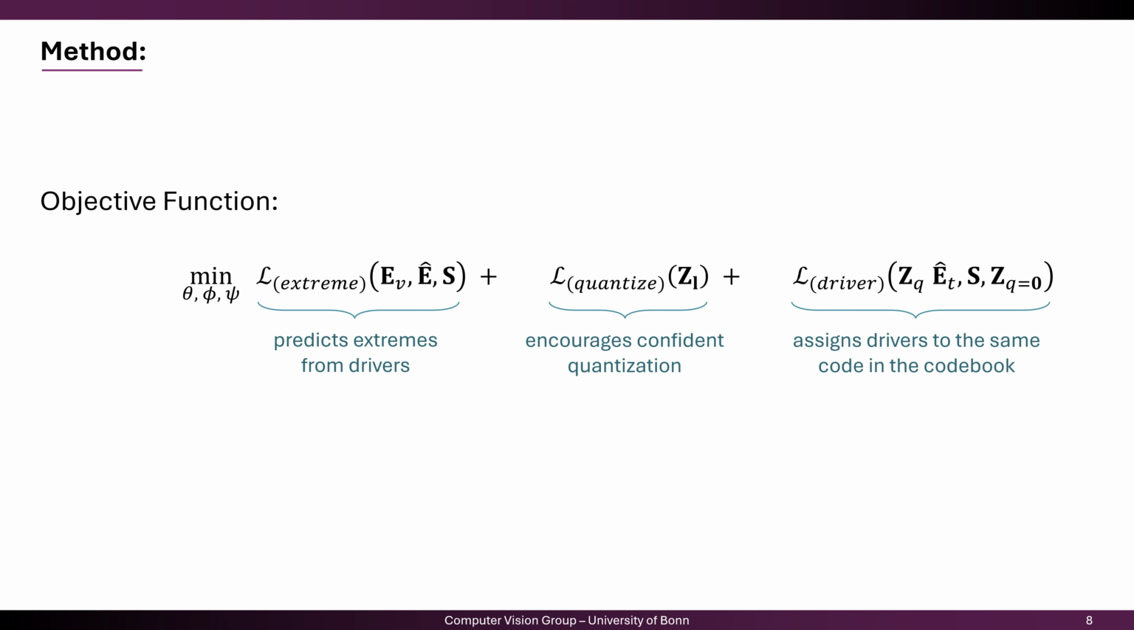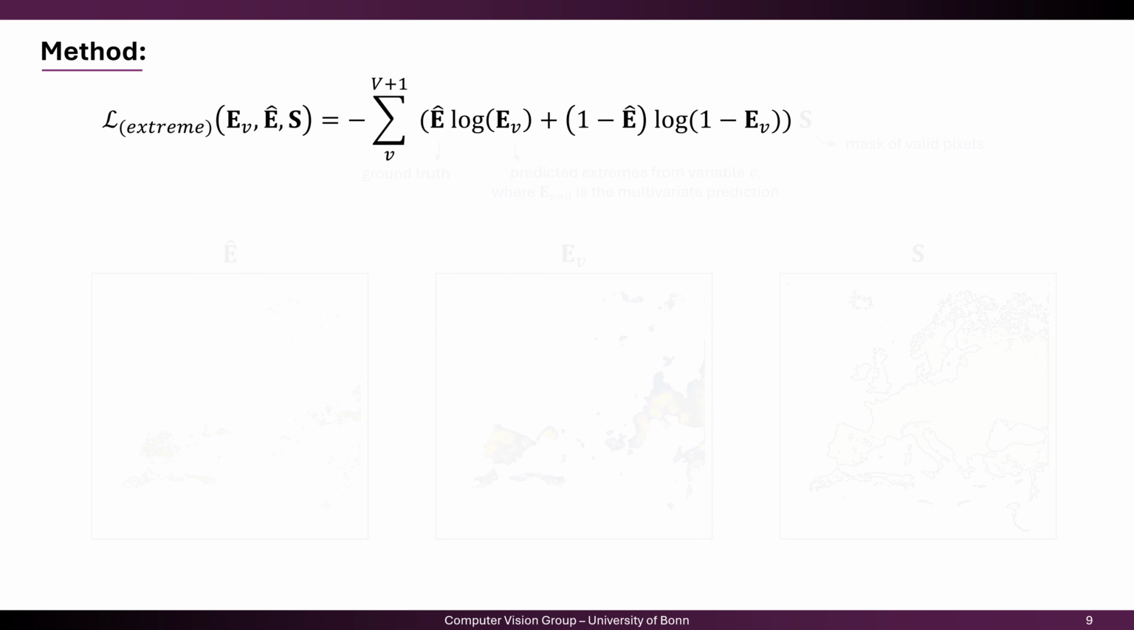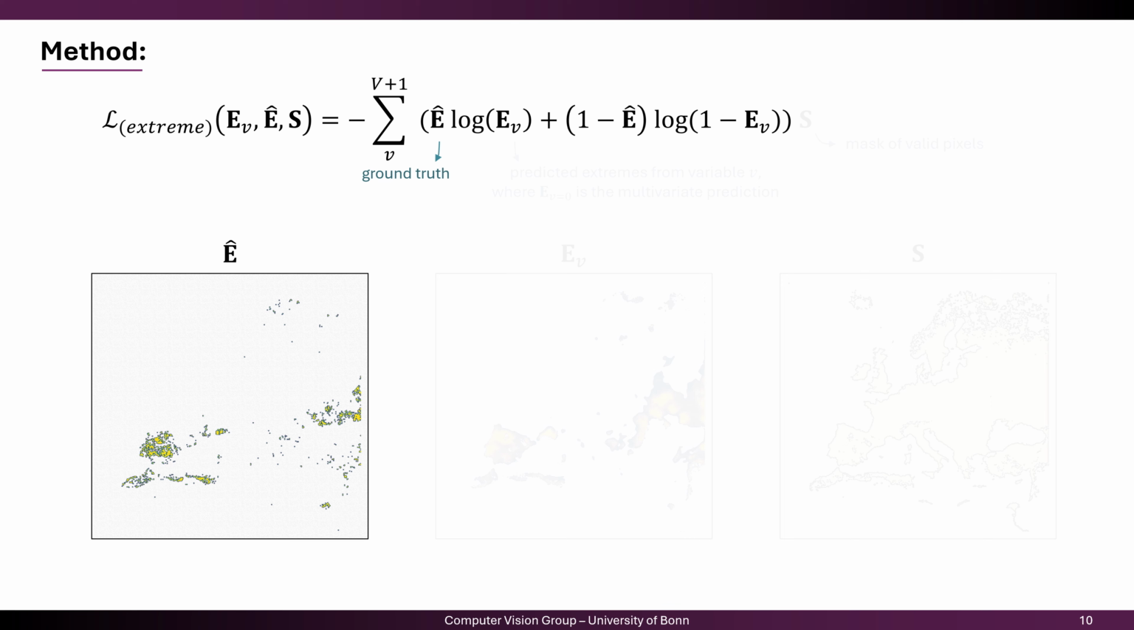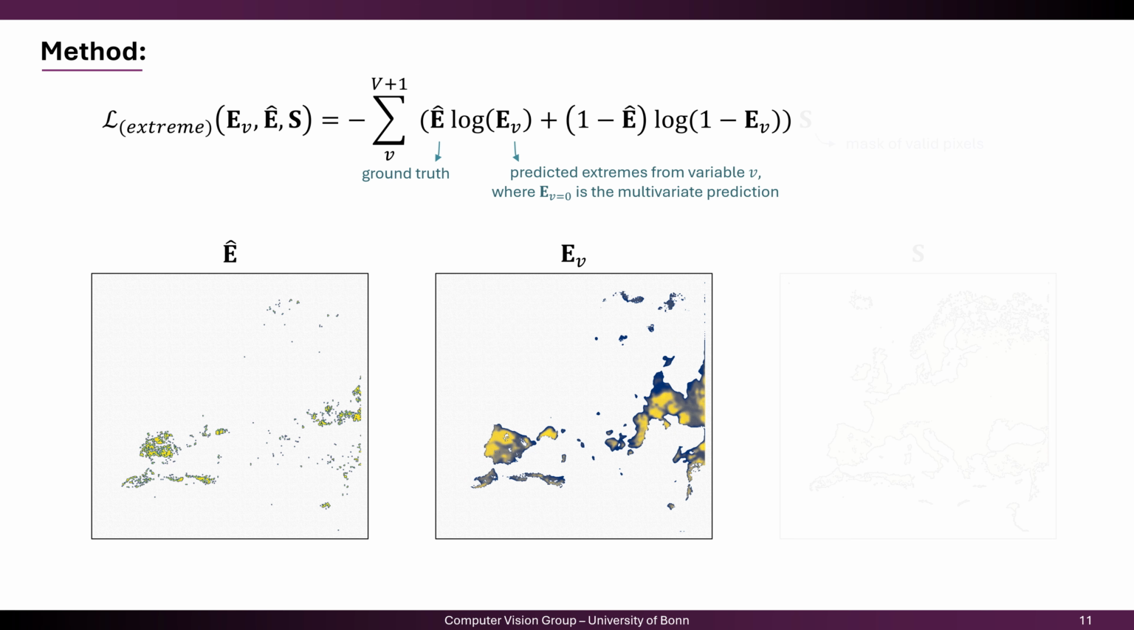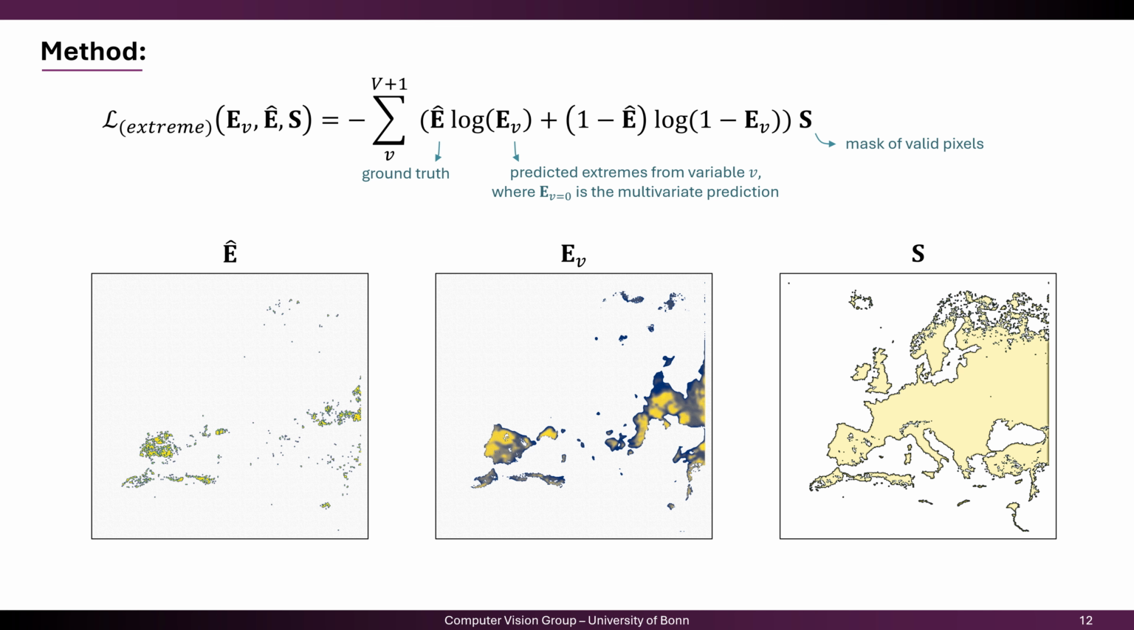Our model is trained in an end-to-end manner, using the joint objective function shown here. The first part of it is a binary cross entropy, where E hat is the ground truth data for the impacts of extreme events, reported for example from remote sensing. We use a multi-hit classifier to predict the impacts of extremes from each input variable separately. In addition, we use a multivariate prediction. S is just mask for the loss where to be applied.